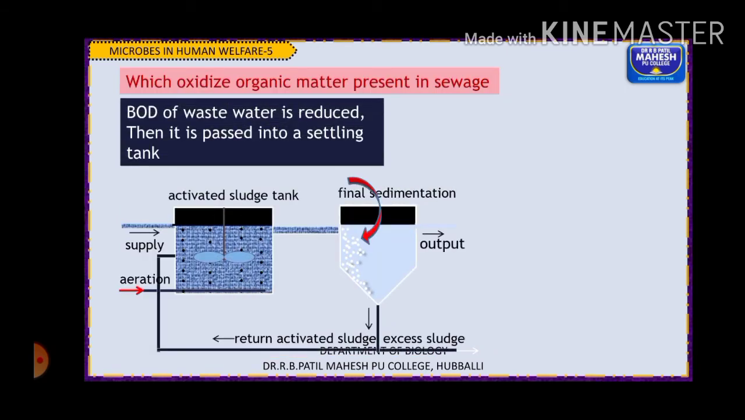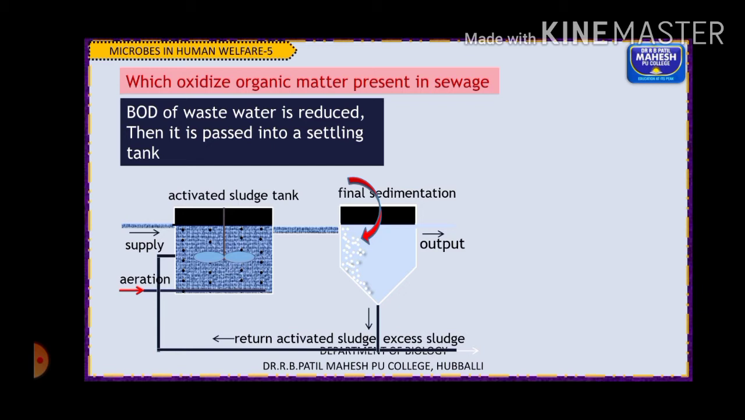These flocs, that is these microorganisms, oxidize the organic matter which is present in the sewage. As air is being passed, oxygen is circulated there, as well as microbes grow. Those microbes bring about this oxidation reaction. So as all that organic matter is being decomposed, the BOD of that wastewater now starts reducing slowly.